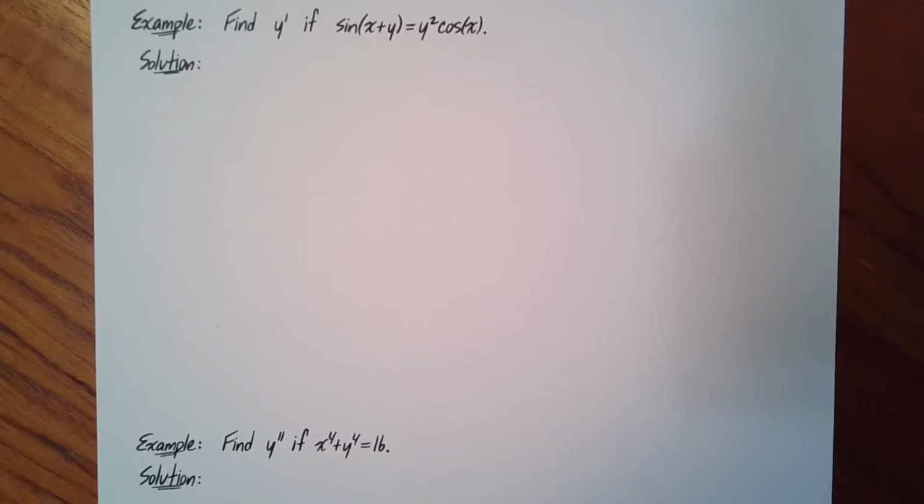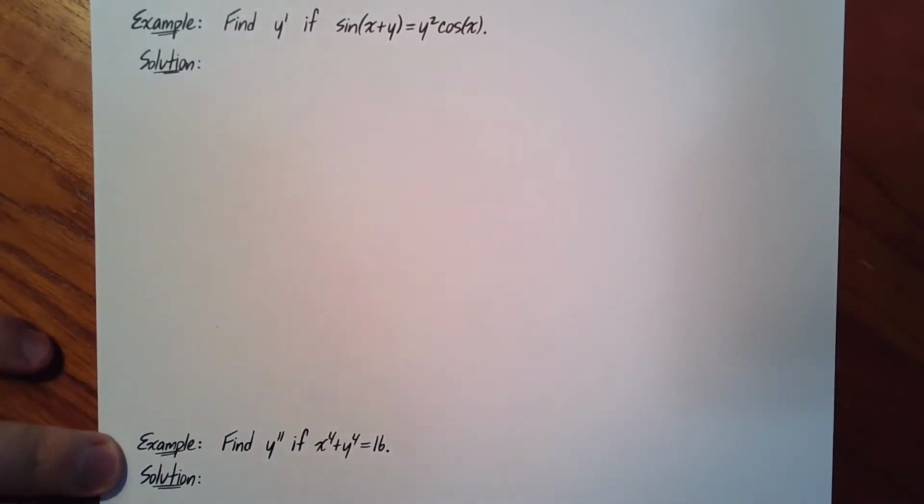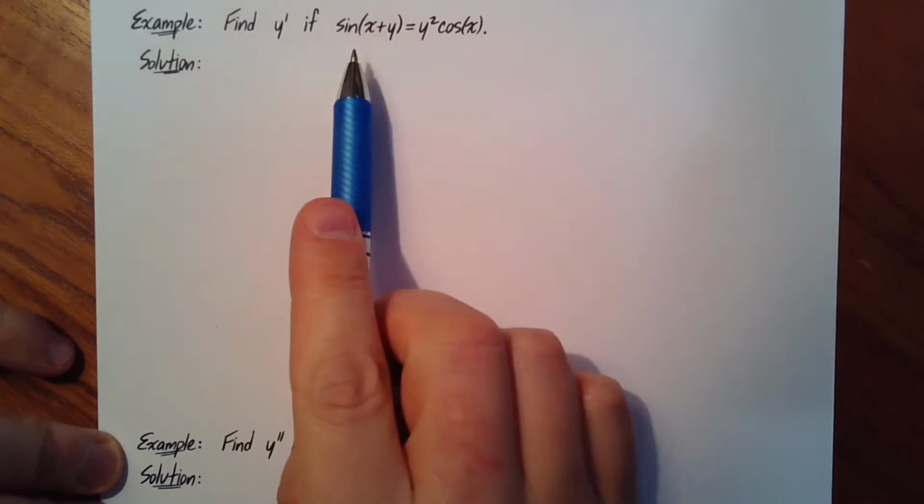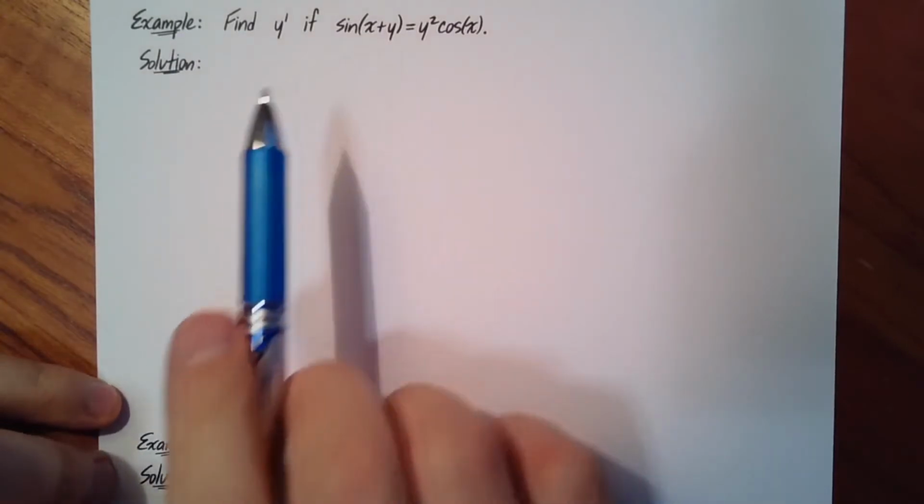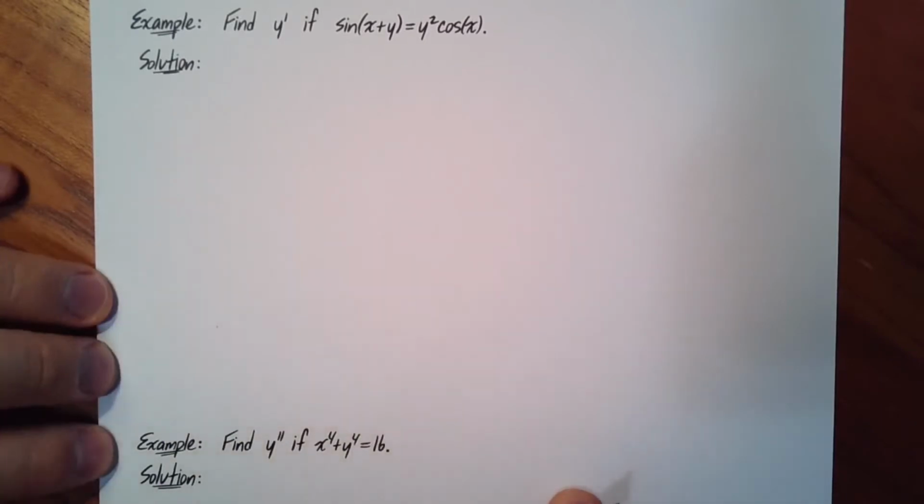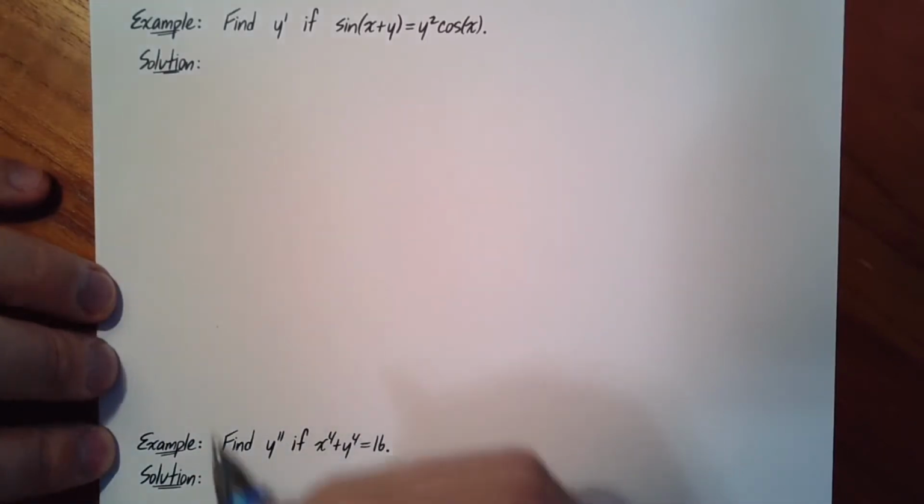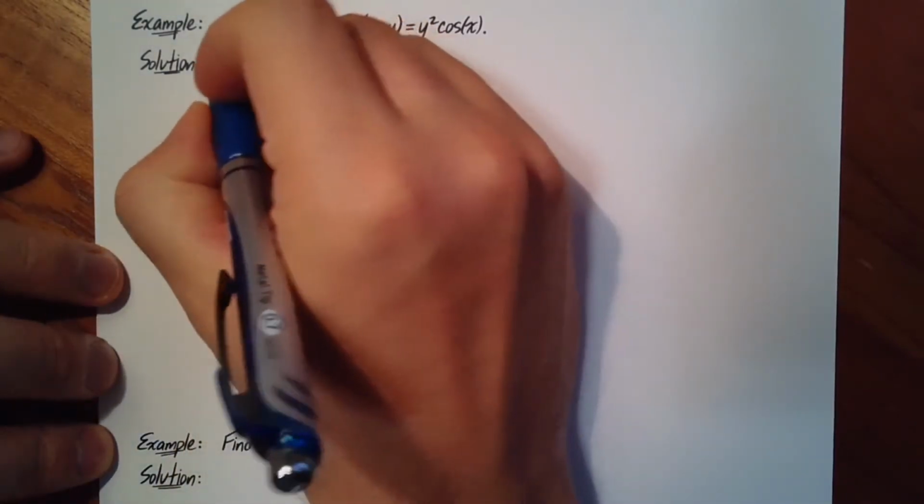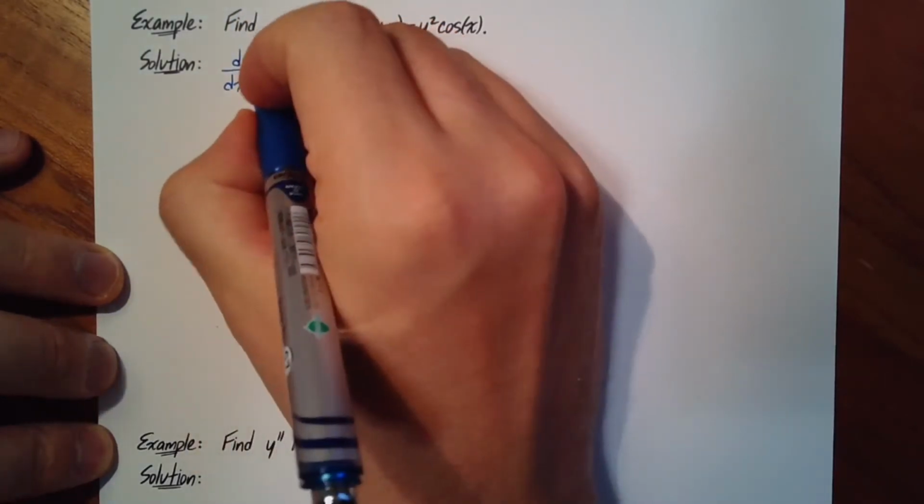Okay, so I want to do another example which shows what happens when things get a little bit trickier and what to do about it. So here we've got another implicit function y defined in terms of an input variable x, and we want to find y prime. The general flow is going to be exactly like our last example. So we're going to start by taking the derivative with respect to x of both sides.